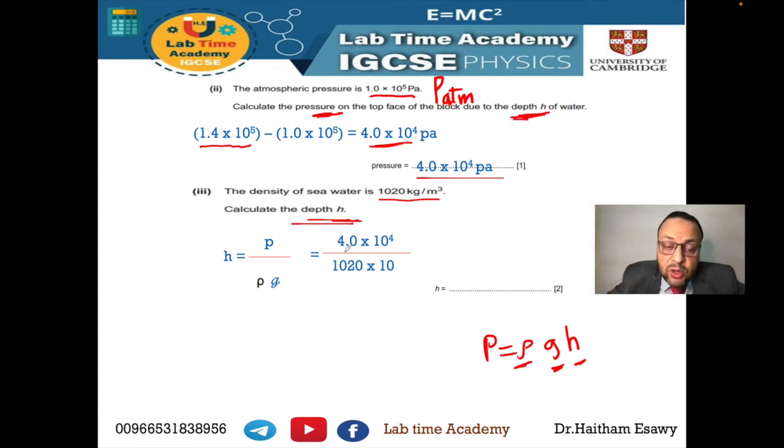So h equals P, 4.0 times 10 to the power of 4, divided by rho, which is 1020, times g, which is 10, a constant, meters per second squared. So we can get 3.9 meters, which is the height of the water.